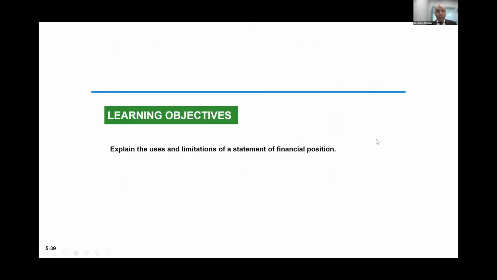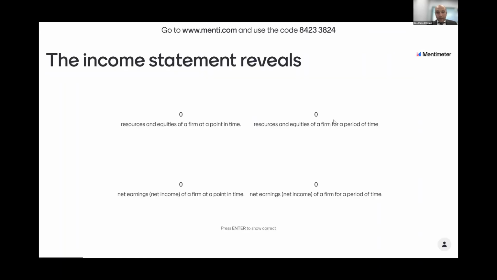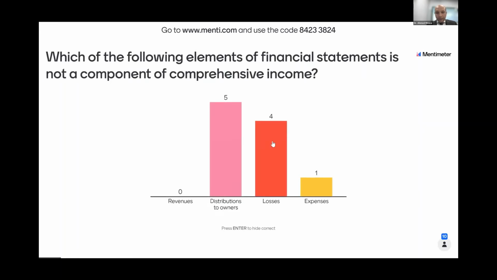Now we need to go back to the questions in the Mentimeter on your phone. I will share the link again in the chat, and please respond. For the first question, let me go back and find the correct answer. The correct answer is that distribution to owners is not part of the comprehensive income or income statement, but revenues, gains, losses and expenses are part of the income statement.